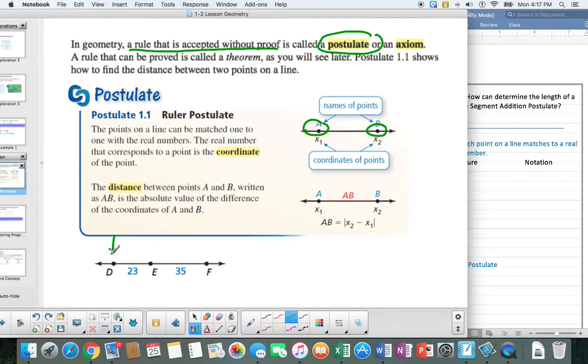So each one of these has a number associated with it, and it's already been subtracted, and when the two numbers get subtracted, we get what we call a distance. And the notation for a distance is just the use of two letters. So if I want this distance, I write DE. Notice I don't write a segment above it, and I say distance DE is 23. And I can talk about this distance EF, and that distance is 35. So distances have a different notation.